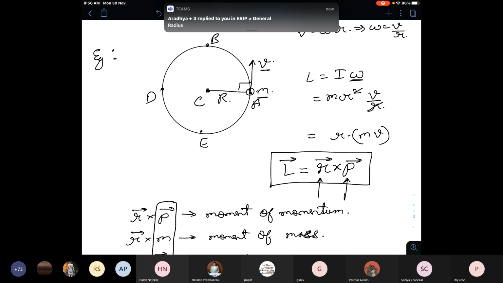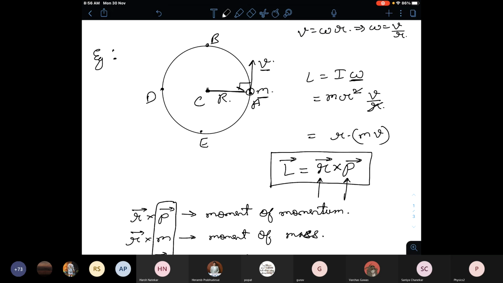When the particle is at A, its position can be represented as R vector, the radius vector. When it is at B, again the position is R vector. At D, R vector, E, R vector. So you can see that the R vector is rotating. It has the same magnitude but changes its direction continuously with the particle. So this vector is called the r vector, the radius vector. Understood, sir.